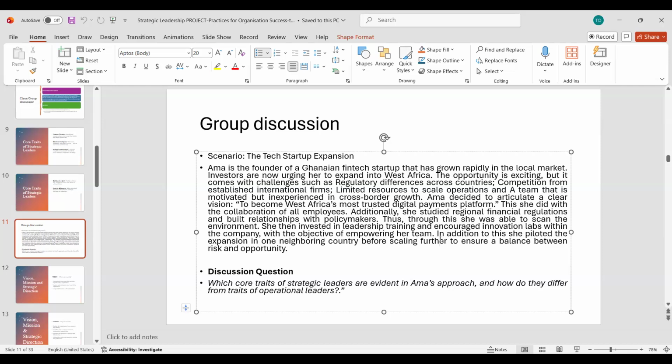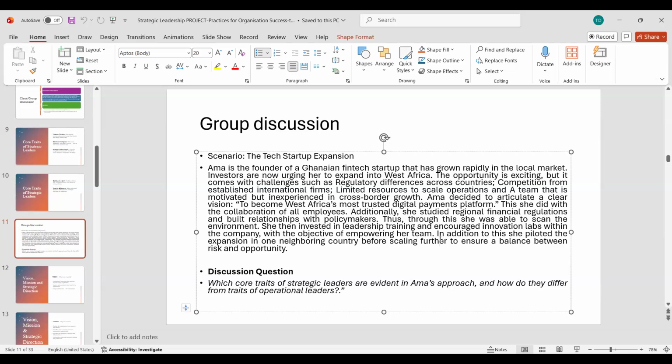Then we also saw that she had the collaborative spirit because she didn't just impose whatever plan she had, but she collaborated with her subordinates by involving them in the vision that she had for the business or organization across the globe in future.